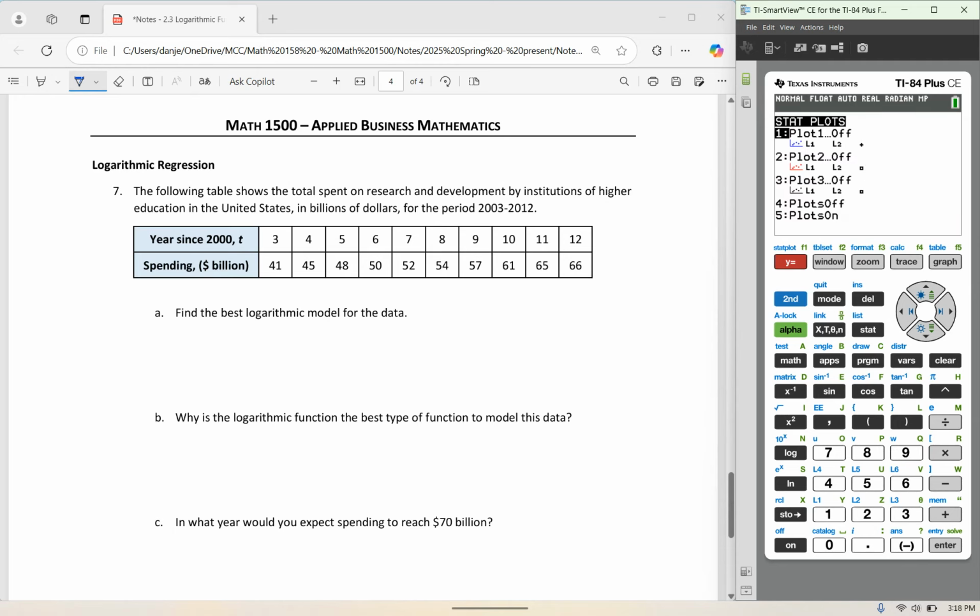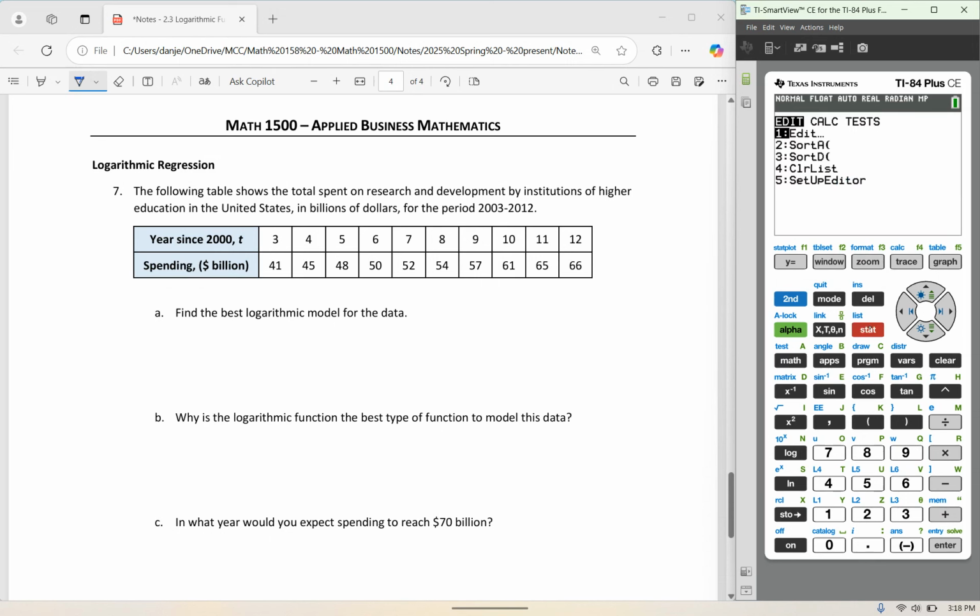All right, second stat plot. I want my plot 1 on. X list is in L1, Y list is in L2. I like pluses, so a zoom 9 gives us that scatter plot. Okay.